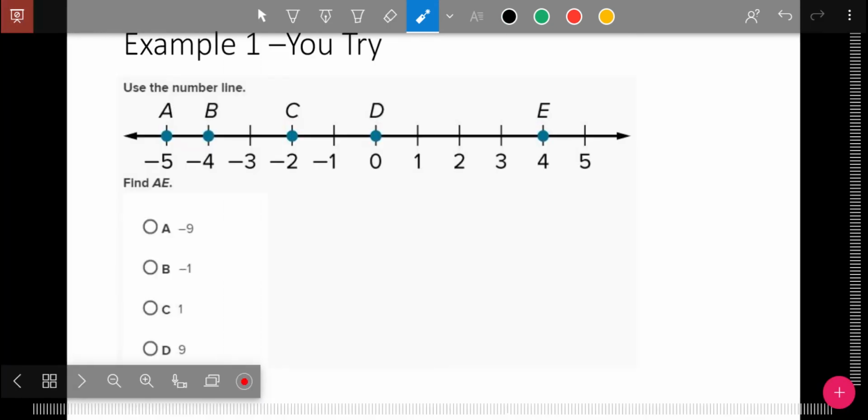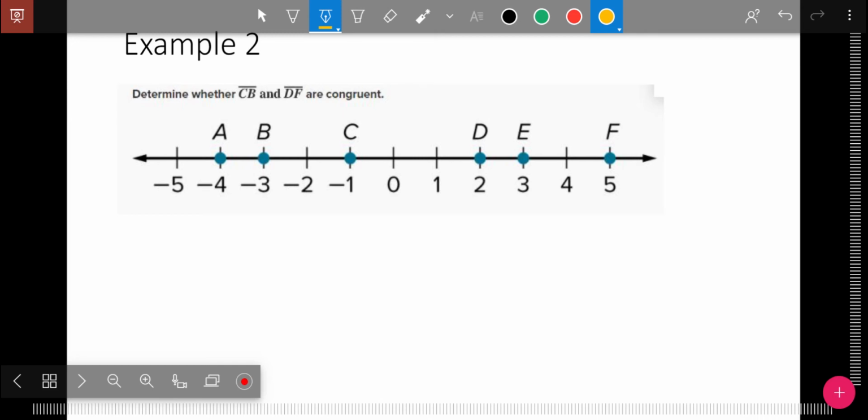All right, you give it a try. Let's find AE. Find AE. Pause the video now. Give it a try. All right, if you haven't already tried, continue to pause, but let's count it out. A to E, 1, 2, 3, 4, 5, 6, 7, 8, 9. Or I would have done 4 minus -5, which became 4 plus 5 is 9. Anyway, here I would have gotten D as my answer.